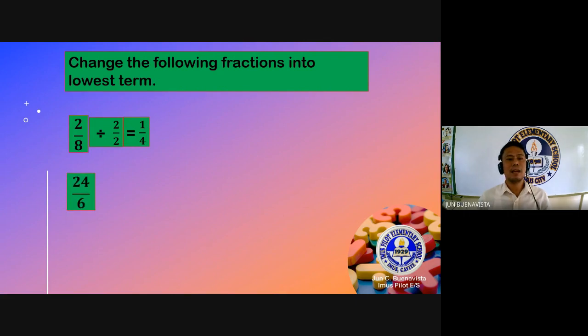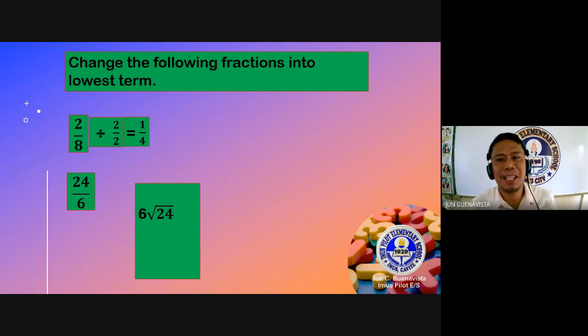Okay? Next, let's have this as an example. 24/6. 24/6, class, is an example of improper fractions. If our fraction is in an improper fraction form, our answer must be a whole number or a mixed number. So we are going to divide 24 by 6, or we are going to divide the numerator by its denominator. Now, we have 24 divided by 6 equals 4. Then 4 times 6 equals 24. So we have now 24 minus 24 equals 0. Now, our answer is 4. So 4 is the answer for 24/6. So an improper fraction becomes a whole number.